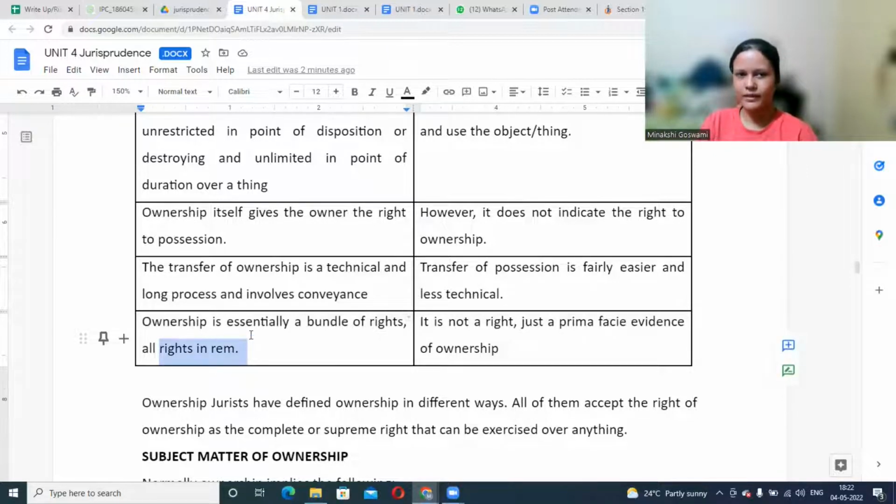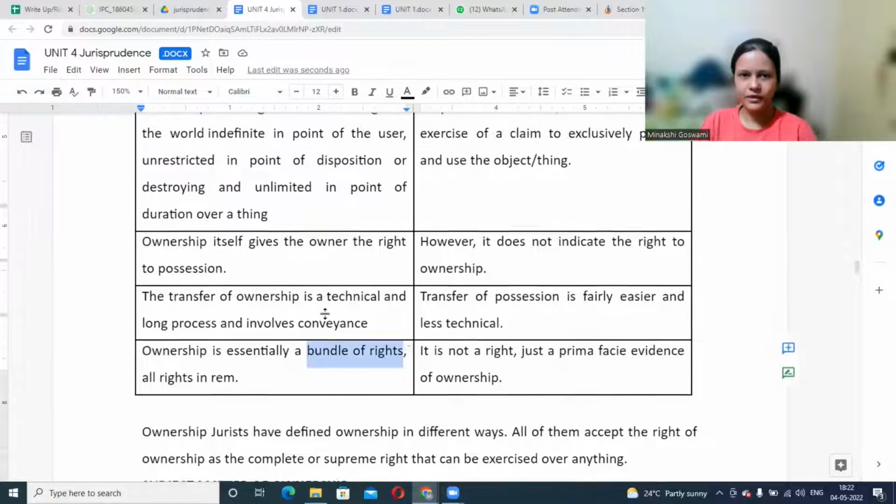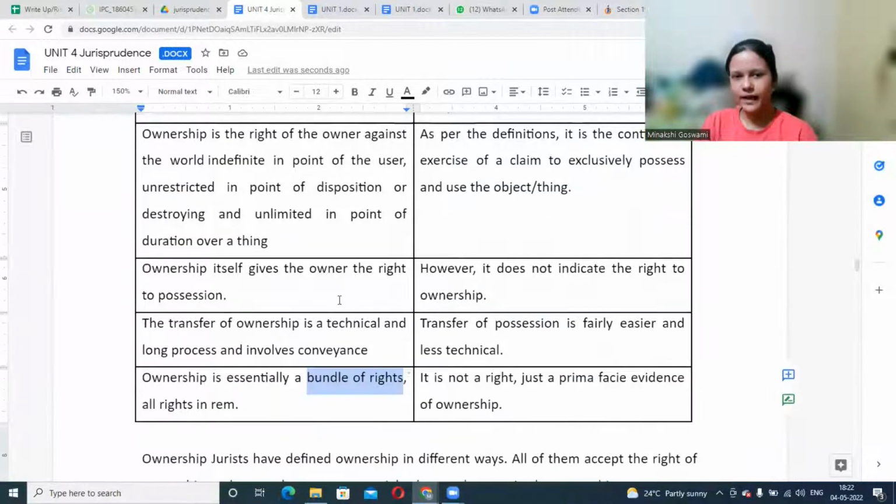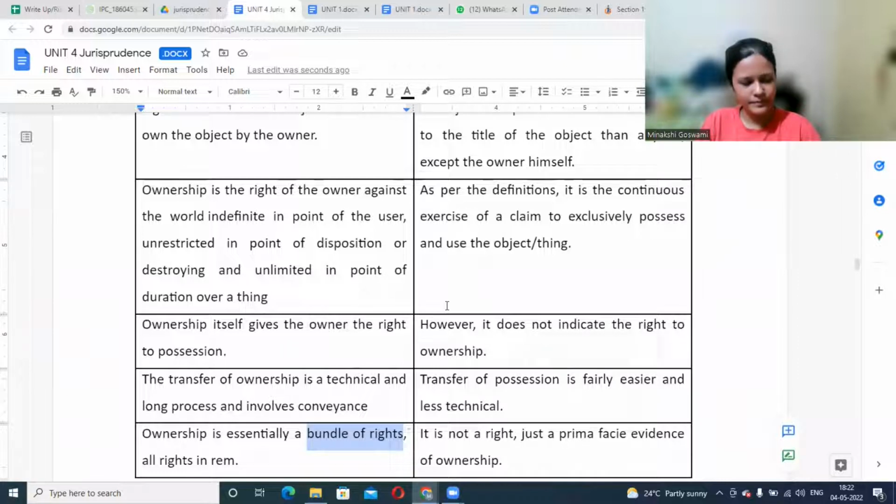Do you remember what is right in rem? Rights against the whole world. Yes, rights against the whole world. So the owner can claim this property against the entire world because he has been given this bundle of rights. Okay, so these are the differences between ownership and possession. Is this part clear? Any point you want to be repeated? Clear. Okay.